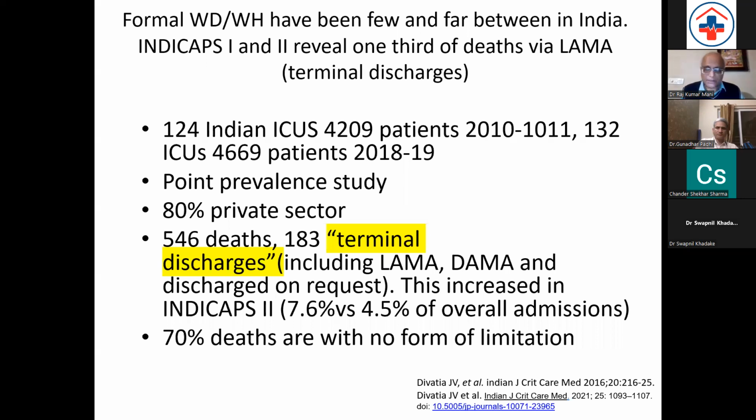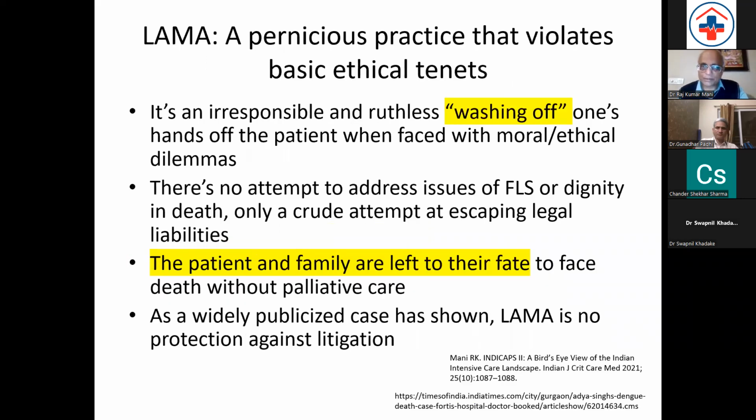80% of these are in the private sector, 546 deaths, out of which 183 terminal discharges. So this increased in INDICAPS 2. So rather than improve in our practices towards the care of the dying, the LAMA rate or terminal discharge rate increased from 4.5% to 7.6%. And 70% of deaths had no form of limitation. So this is pretty contrary to what is happening in the rest of the world.